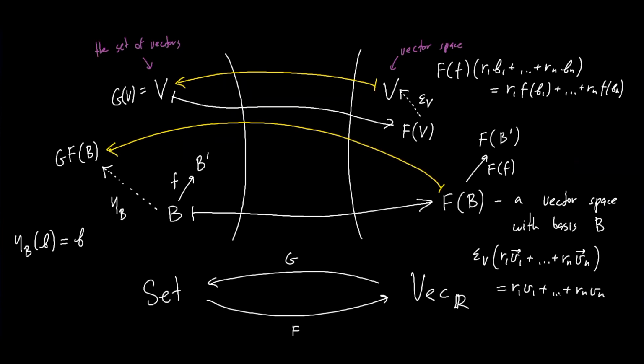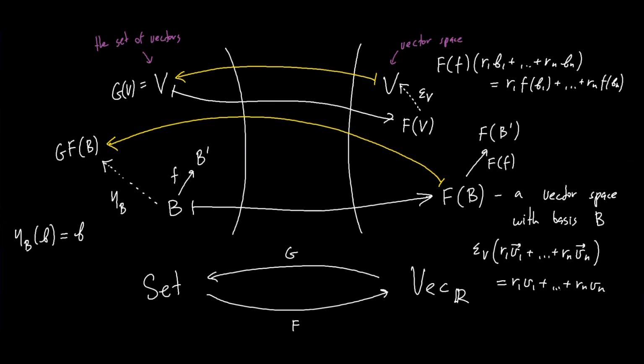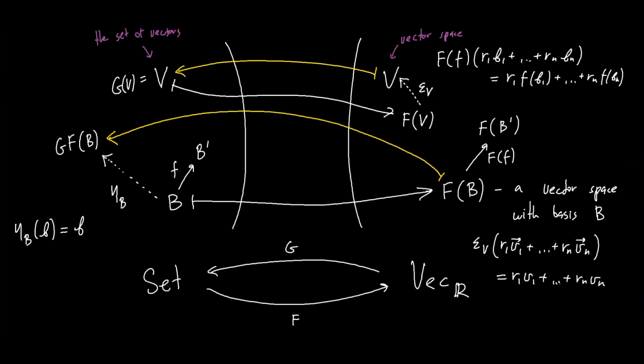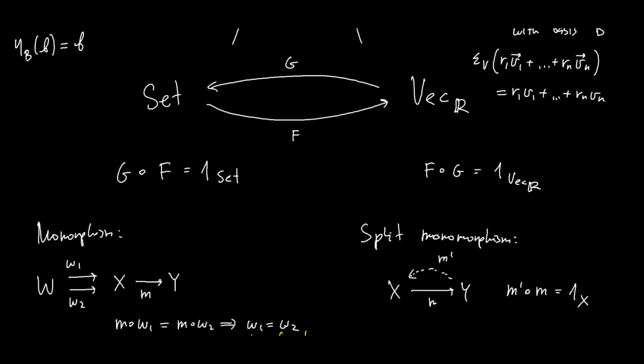Okay, so we're going to first, as I said, check that these are natural transformations. So let's do this slowly and step by step. So let's first check that eta is a natural transformation.